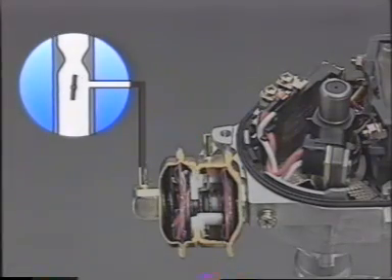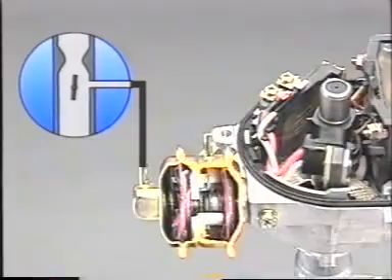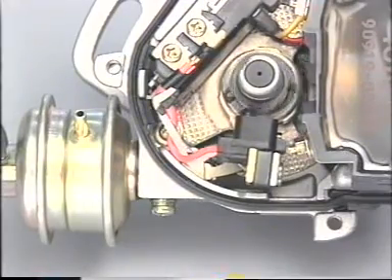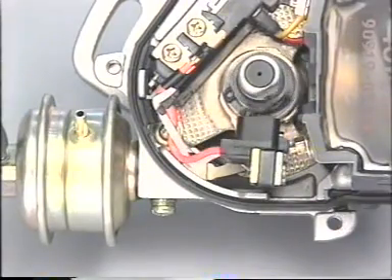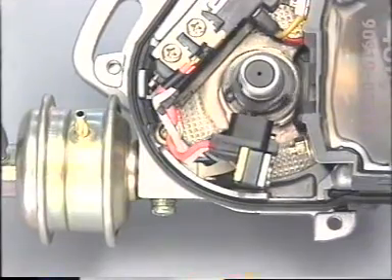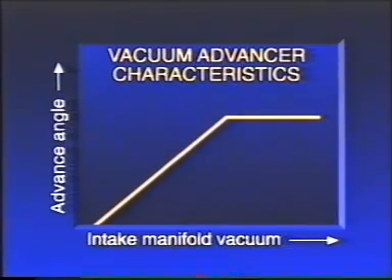When the engine load is heavy, the accelerator pedal is depressed, the throttle valve opens wide, and the vacuum in the intake manifold decreases. Then the spring pulls the diaphragm to the right. As a result, depending on the engine load, the pickup coil moves in the same direction as the signal rotor's rotation, retarding ignition timing. In automobiles, various types of vacuum advancers are used according to engine specifications. This graph shows the relationship between the intake manifold vacuum and the advance angle.